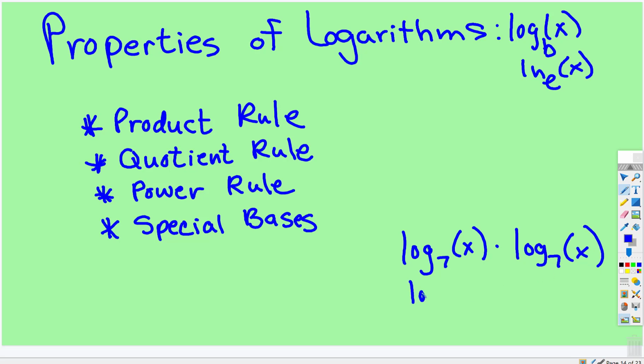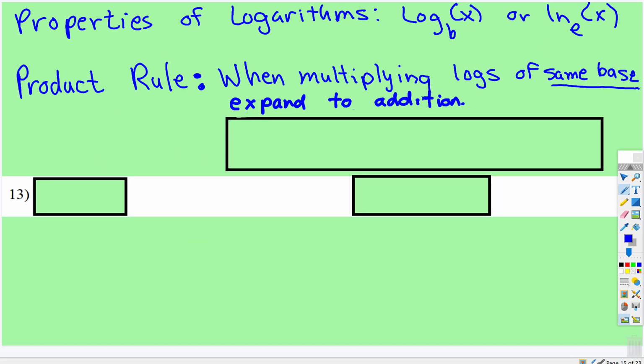So if you have log base 10 of x, whoops, I'm going to put a y there, times log base 7 of y, you cannot use any of these properties, the product rule specifically, since this is multiplication, to do anything with this. So properties of logarithms apply only when the bases are the same.